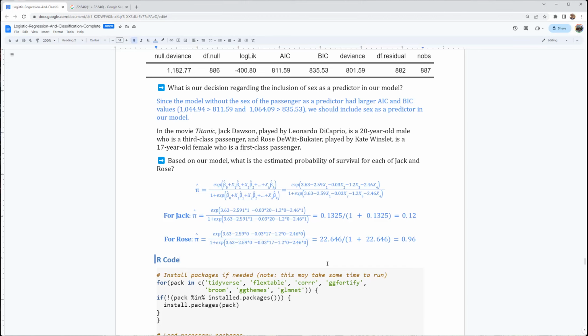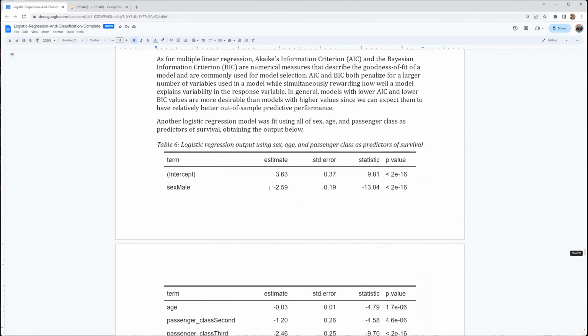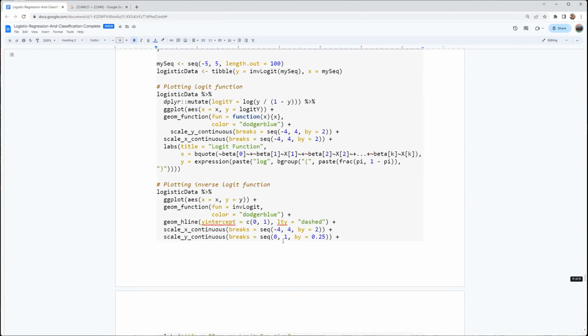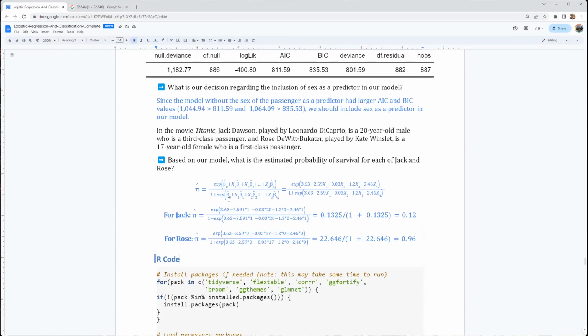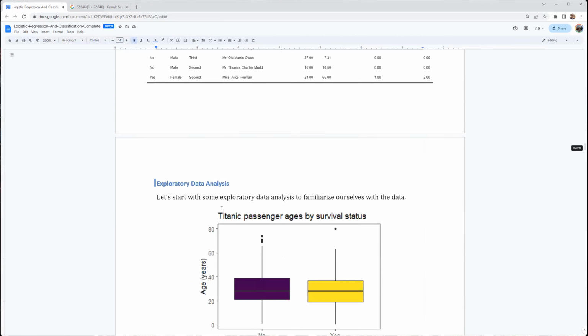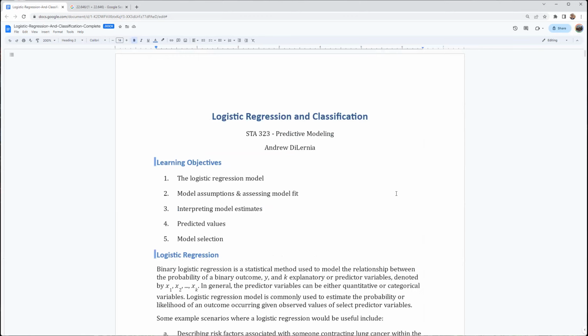So that's how we can get estimated probabilities from the logistic regression model. The R code for completing everything we did in this activity is included at the bottom. And that's it for logistic regression. That's how we can conduct classification, essentially predicting. In our example, we predicted whether or not someone would survive on the Titanic using logistic regression.